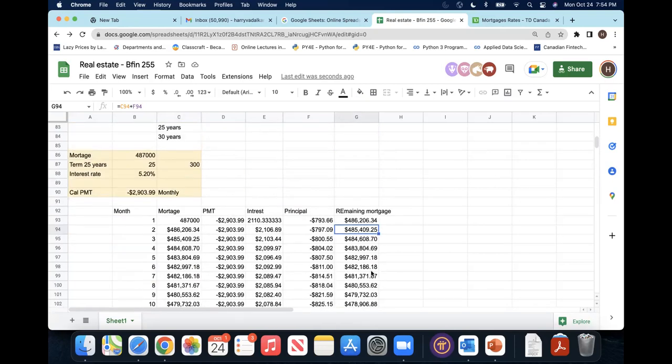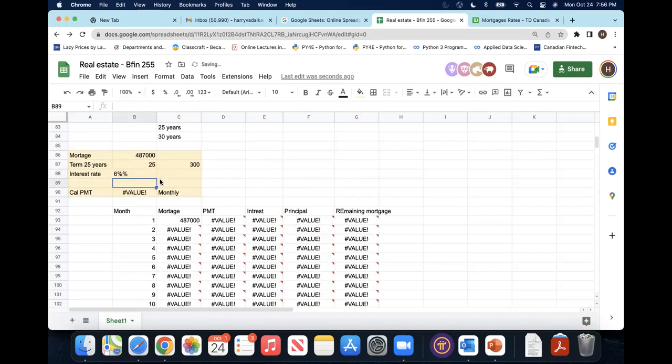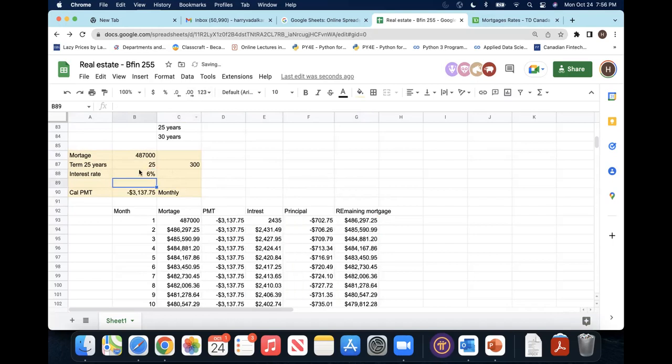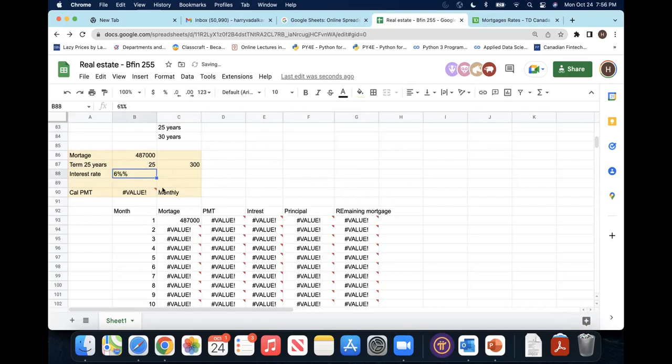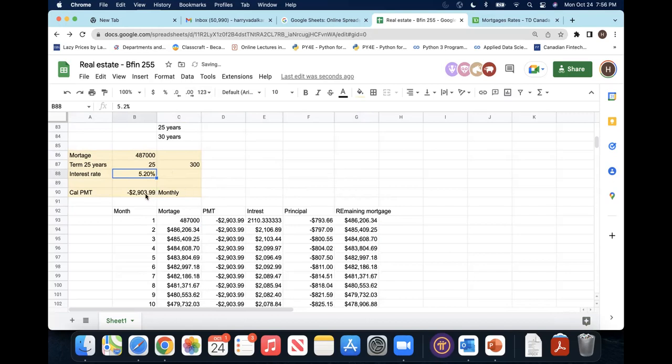Now what are the concepts that we are going to discuss based on mortgages? First is, how does an increase in interest rate impact you? So let's say interest rates go up from 5.2% to 6%. What will happen? Your mortgage payment will go from, we'll calculate that, 2,900 to 3,100. So the moment interest rates go up, your mortgage payment on a variable rate mortgage will go up.